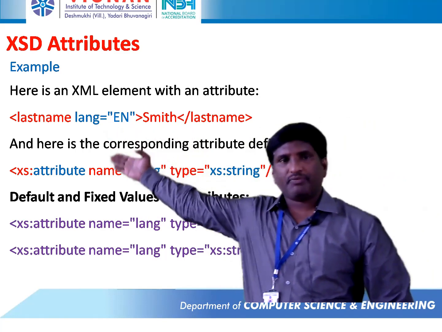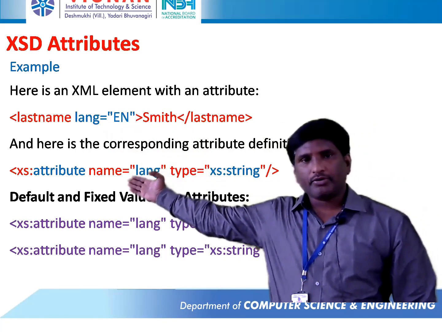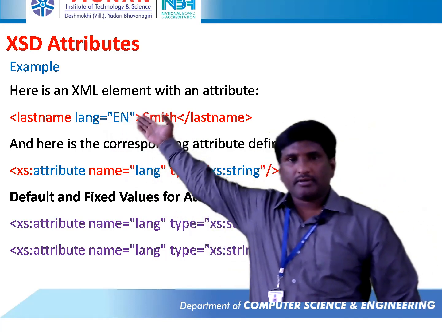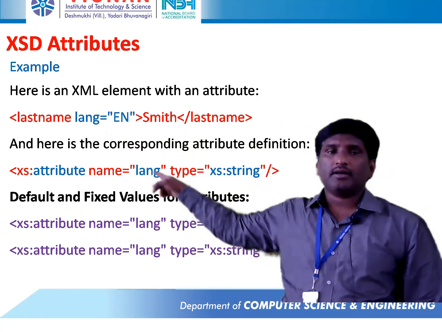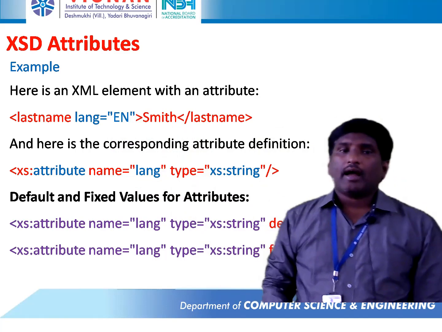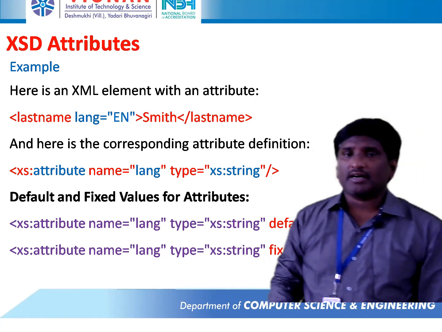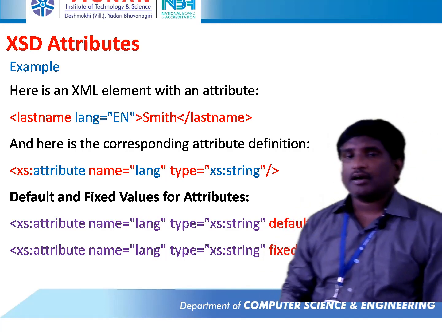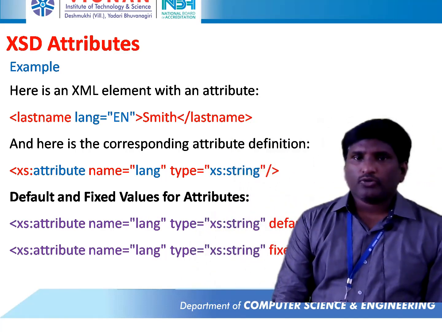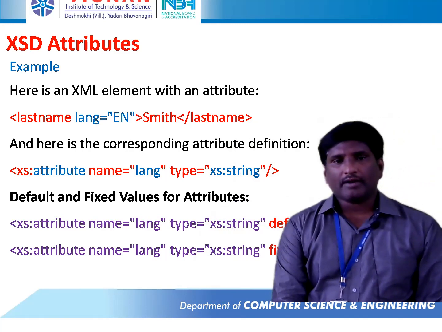For this attribute we are specifying in the XML schema, xs:attribute name equal to lang. What is the name of the attribute? Lang. And what is the type? String only. So for the corresponding attribute the type is xs:string. The default and fixed values of an attribute can also be specified: name lang, type xs:string, default is en, and fixed also en. If you use fixed en, no other language will be supported, only that one we can specify.